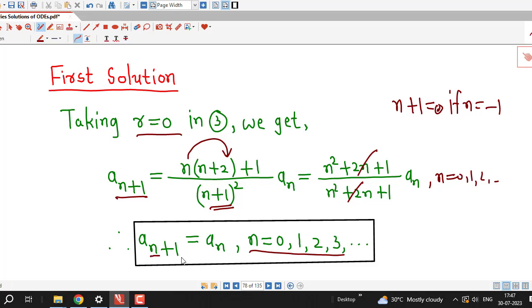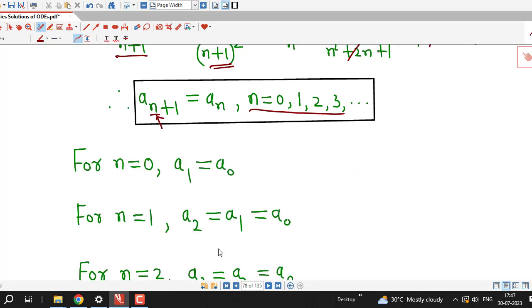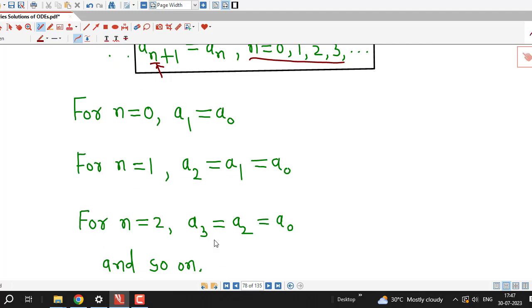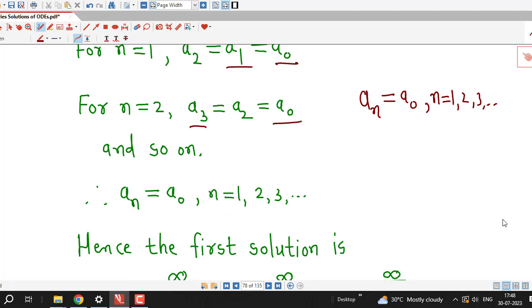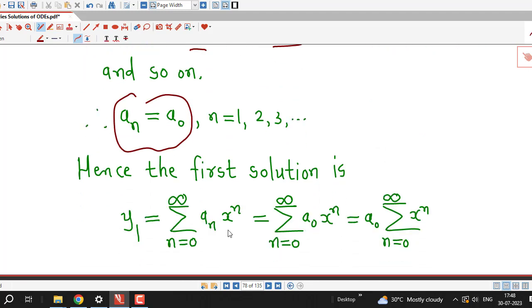Here if I take n equal to 0, I will have a1 equal to a0. If I take n equal to 1, I will have a2 equal to a1. Similarly, if I take n equal to 2, I have a3 equal to a2. Now a1 is a0, therefore a2 is also a0, therefore a3 is also a0, and so on. This means every coefficient is equal to a0, starting with 1, 2, 3 and so on. So now once we have the value of each coefficient, we can write down this series solution.